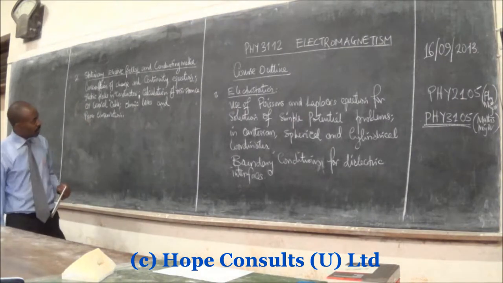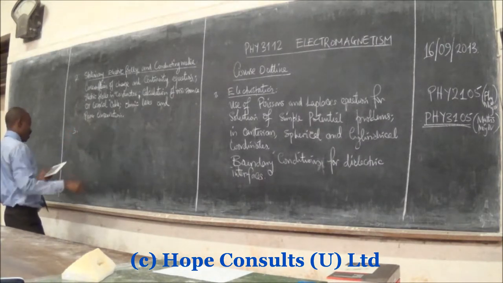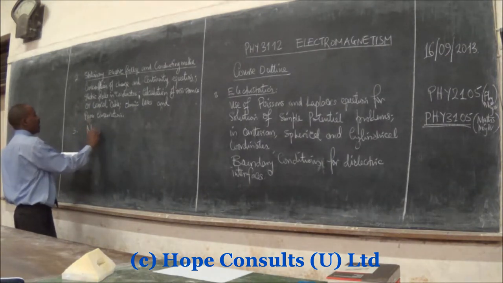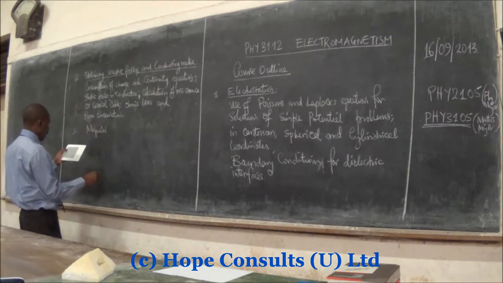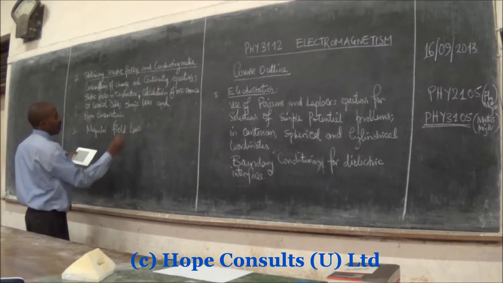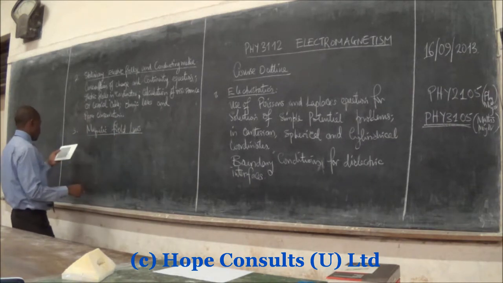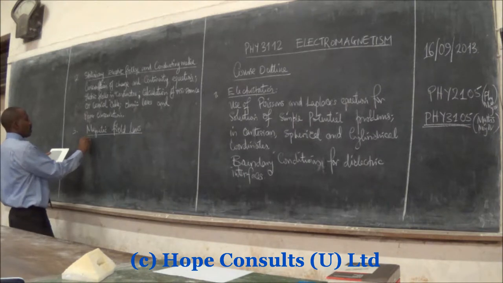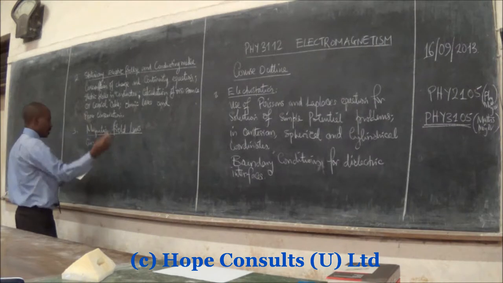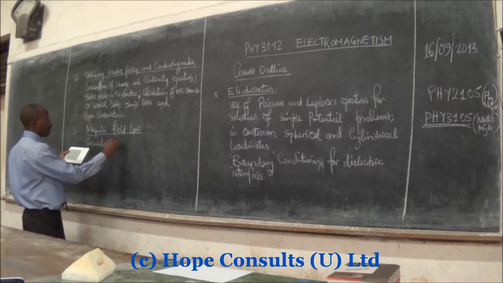And then we now look at the magnetism, of electricity. So we look at the magnetism part by looking at magnetic field laws, under which we shall be looking at the circulation, how these field lines are going around. So circulation and flux laws.